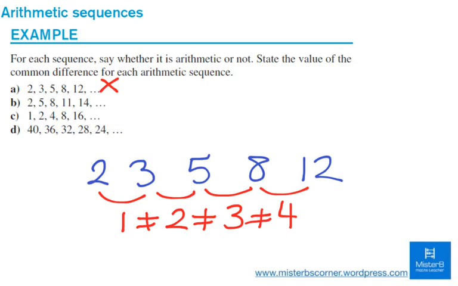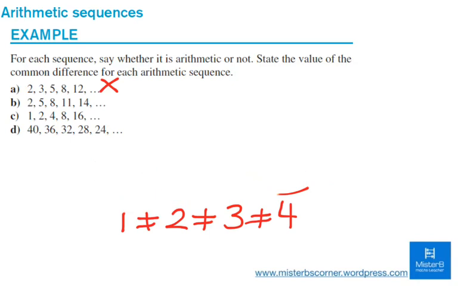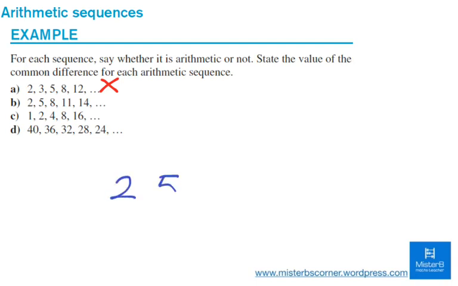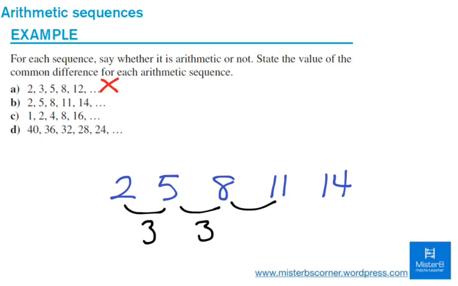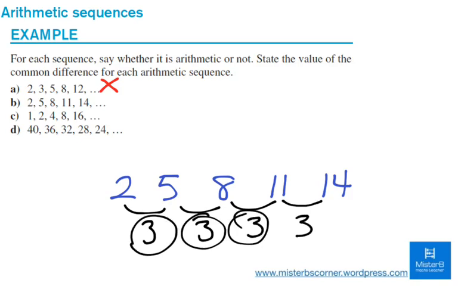Let's look at the second one. Now, the numbers go like 2, 5, 8, 11, 14, and so on. Well, if I check the difference between these terms, I can see that there is a common difference, right? These are all the same. So I can say that this is an arithmetic sequence.